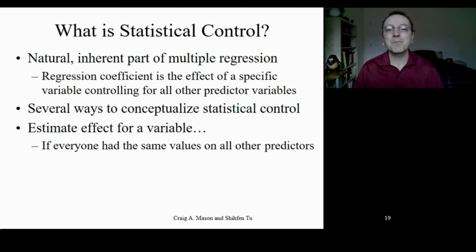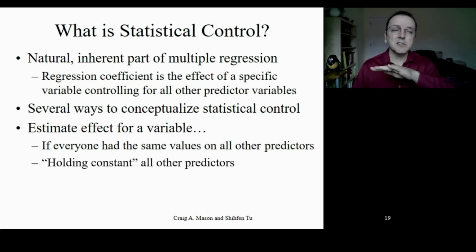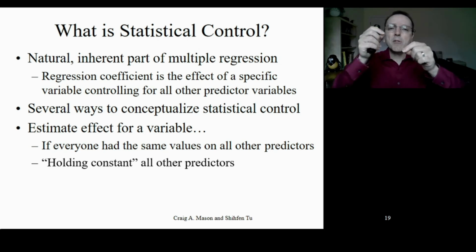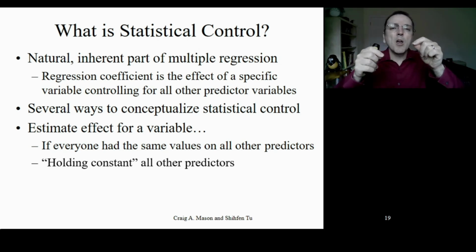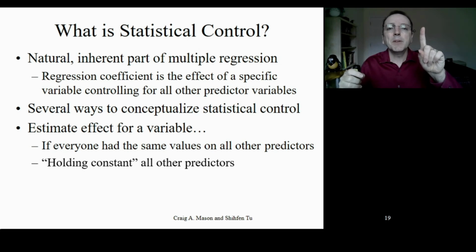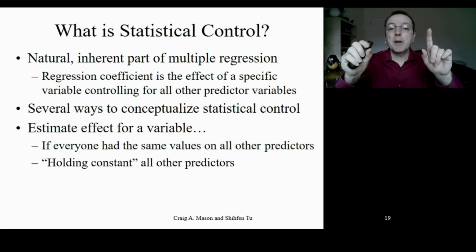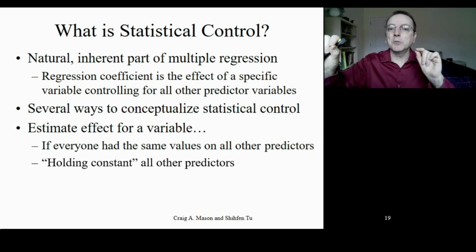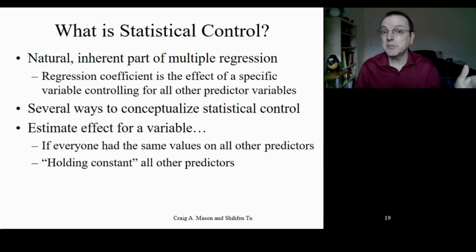Let's keep going. Now, another way of basically saying the same thing is that we're estimating the effect of one variable holding constant all the other predictors. Now, what do I mean by that? You can think of it as the effect you'd see if you could somehow change people's values on one variable, say hours studying, but keep everybody's values on all of the other variables, such as school quality, exactly the same.